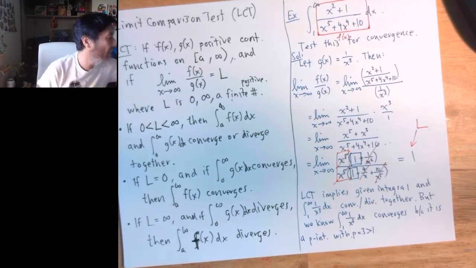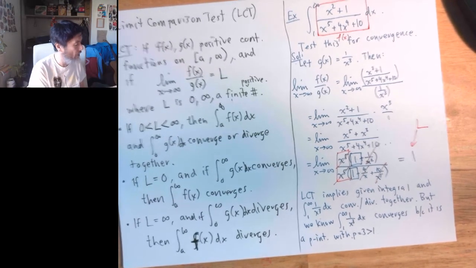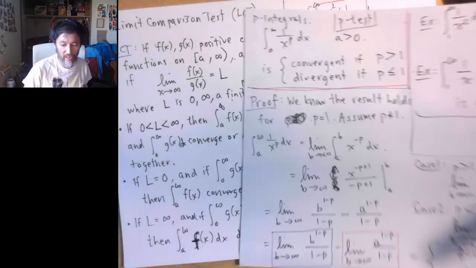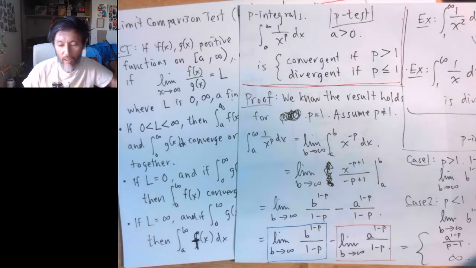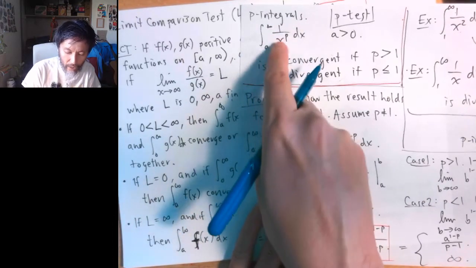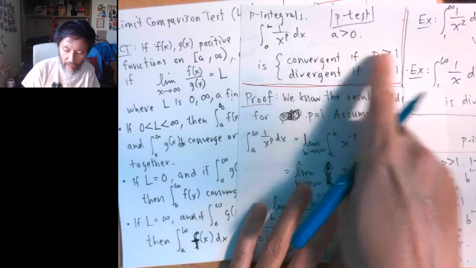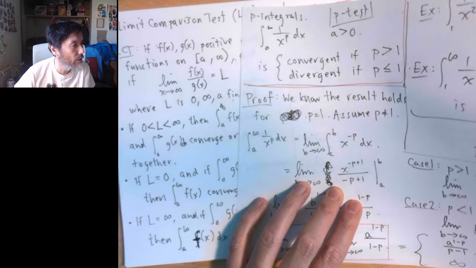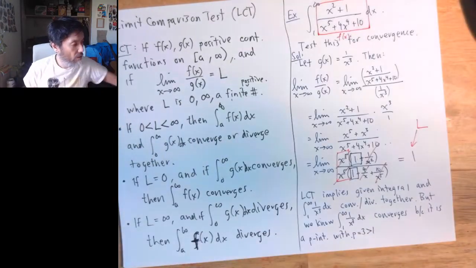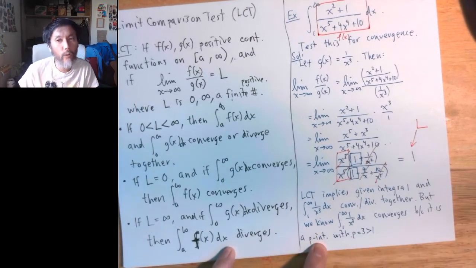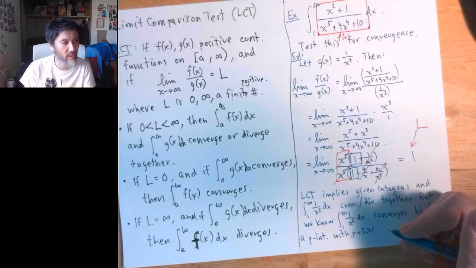We can go way back in time. Let me see. I have all of this on paper somewhere. Remember the statement for p integrals: a p integral, which is defined to be an integral from a to infinity of 1 over x to the p, is convergent if p is greater than 1 and is divergent if p is less than or equal to 1. Given that we know that, because 3 is greater than 1, this thing is convergent. Therefore, the given integral, this one here, is convergent.